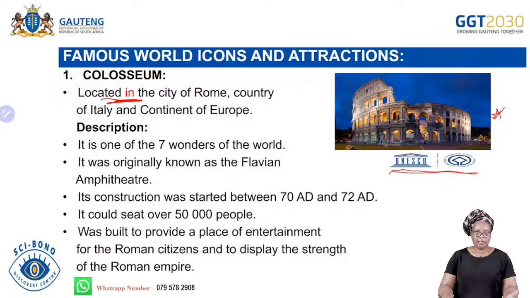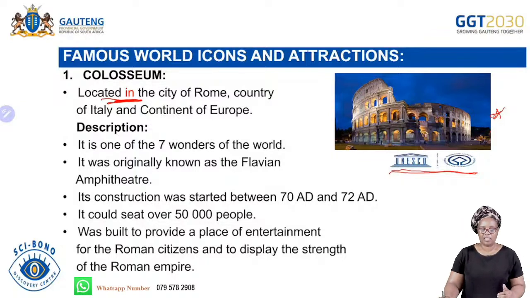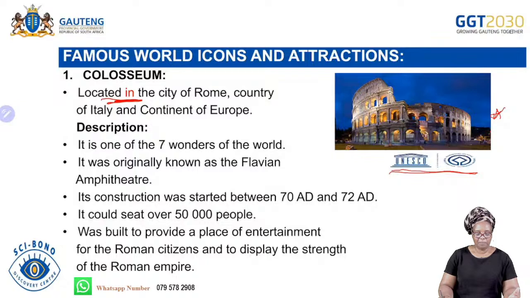Then, let's look at the description of the Colosseum. What is this Colosseum icon? It is one of the 7 wonders of the world. It's at the top there. And before, it was known as the Flavian Amphitheater. It is an old icon. It was developed, its construction started long ago. It started in the years between 70 AD and 72 AD.